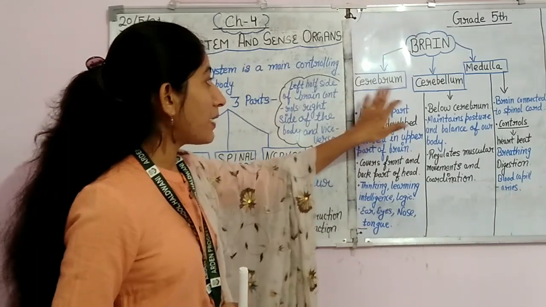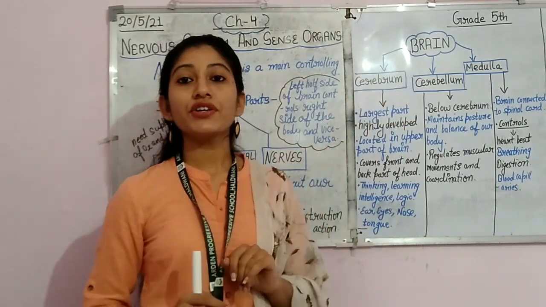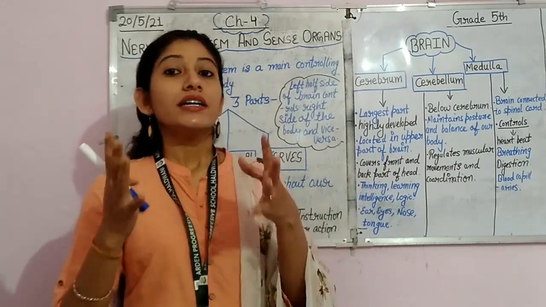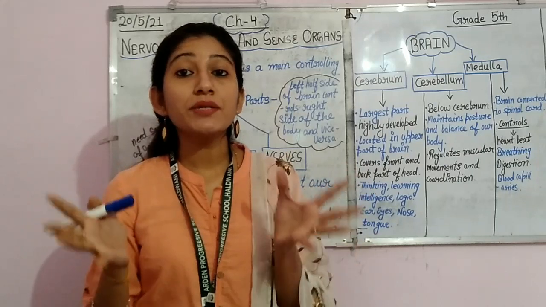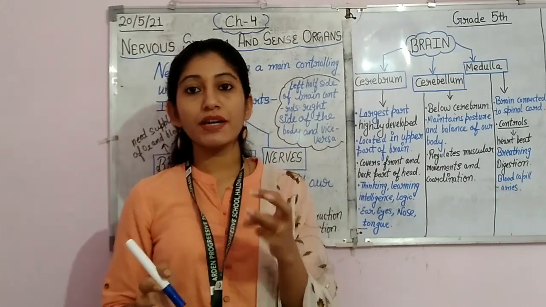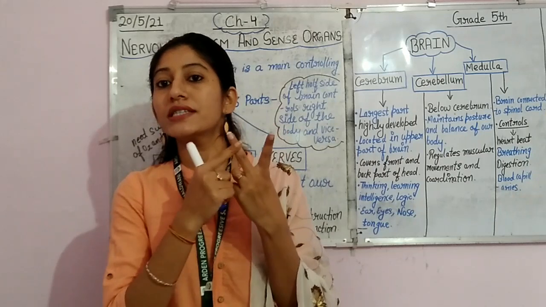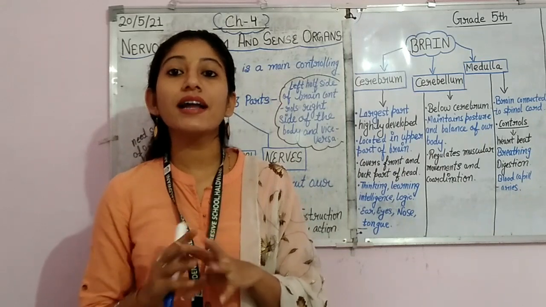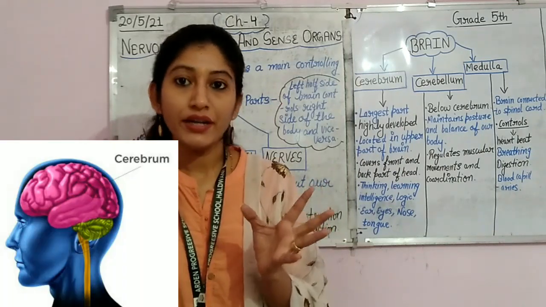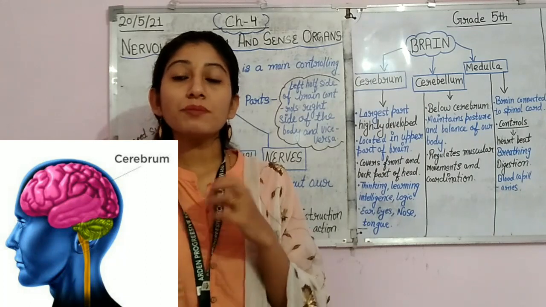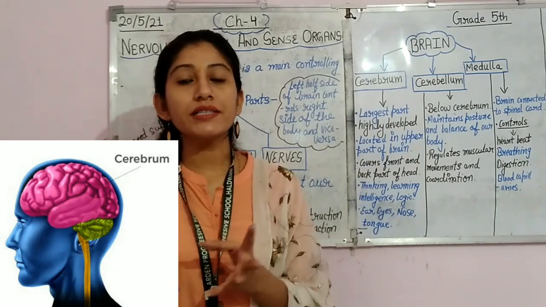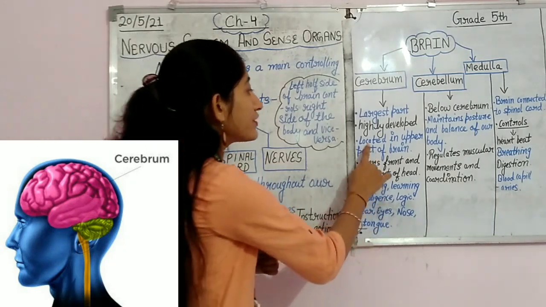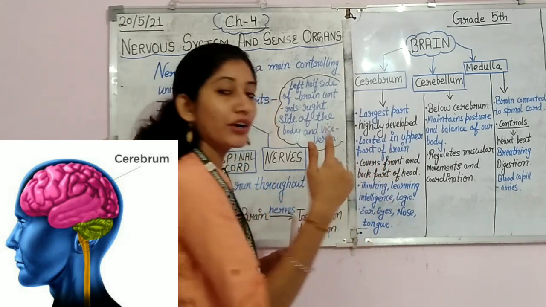When we talk about the first part, that is cerebrum, we see that cerebrum is the largest part of the brain. As the brain is made up of three parts, cerebrum, cerebellum and medulla. So the first part, cerebrum, is the largest part of the brain. Second, this part is highly developed. Another thing is that it is located in the upper part of the brain.